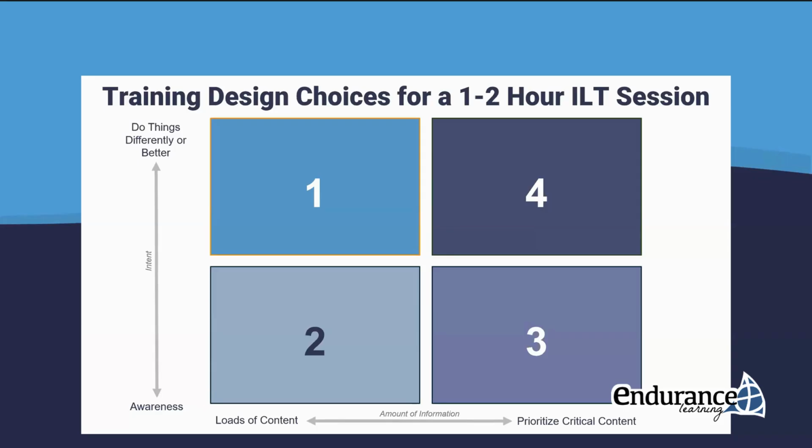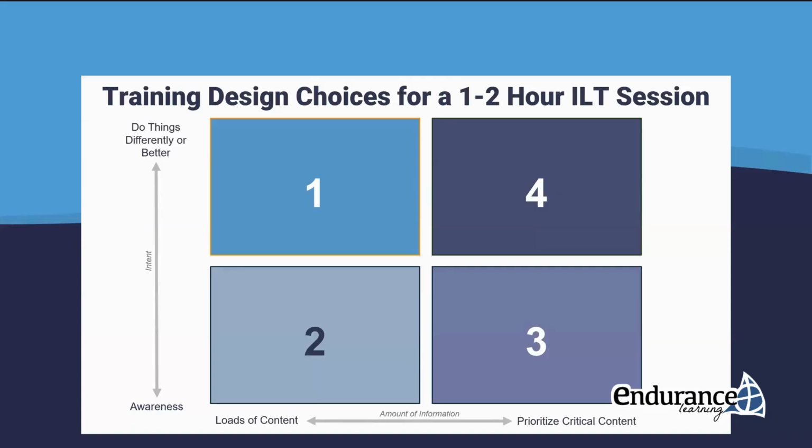If you take a look at this matrix that's on there, I call this the training intention matrix. It goes from left to right. So we can have a range of information from loads of content on one side to content that's highly prioritized on the other. And sometimes it's kind of a mix. So you have that continuum.